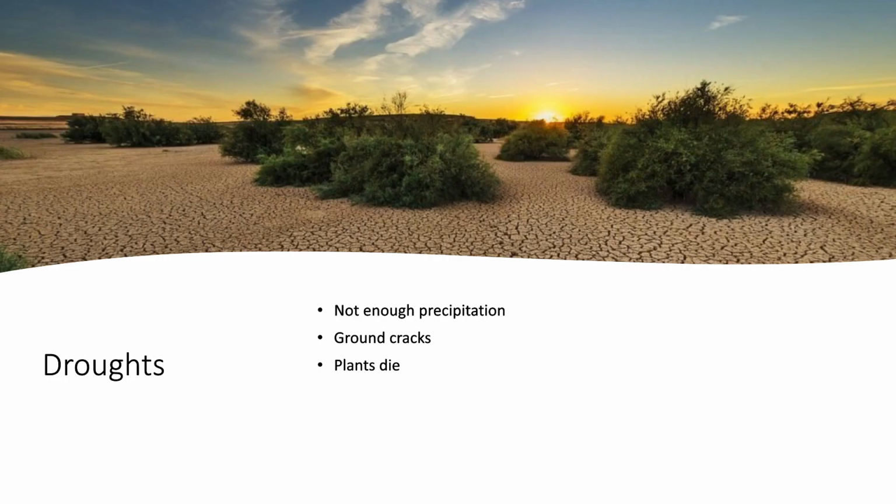But let's talk about droughts. Droughts are not enough precipitation. Ground cracks, plants die. So that means droughts don't have enough rain for feeding their food, and the ground cracks because the rain isn't watering it anymore. And plants die because there's not enough precipitation like rain.